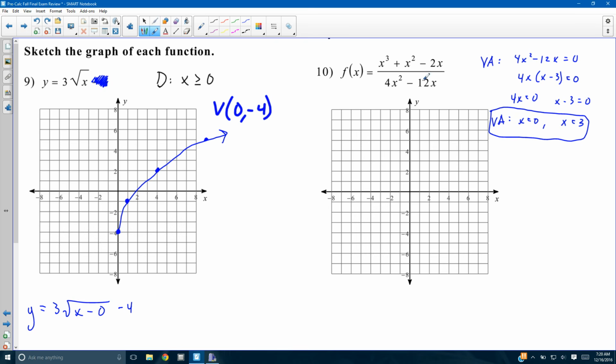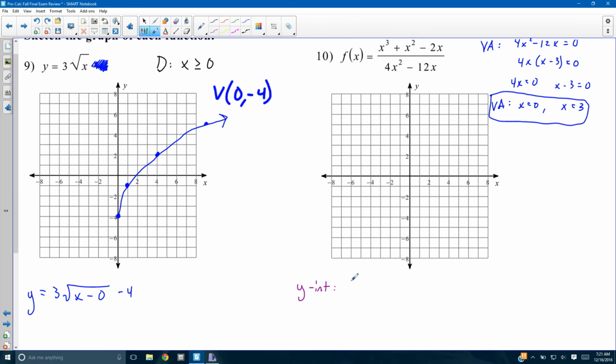Here we go. I'll get into the slant asymptote later because this is a good setup to get me the x and y intercepts now. Let's go for y-intercept. The y-intercept is found by setting x equal to 0. So I can do f of 0 equals 0 cubed plus 0 squared minus 2 times 0. How fascinating of a problem so far. Over 4 times 0 squared minus 12 times 0. So that is 0 over 0, which is called an indeterminate.